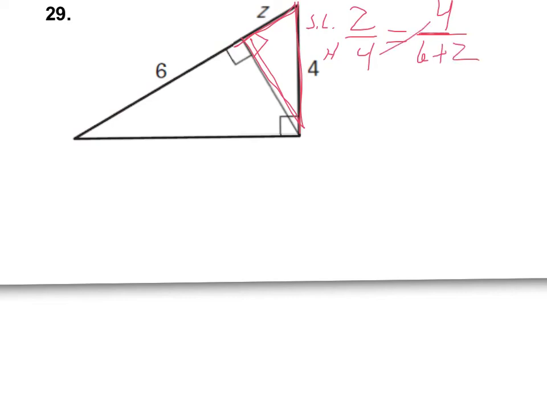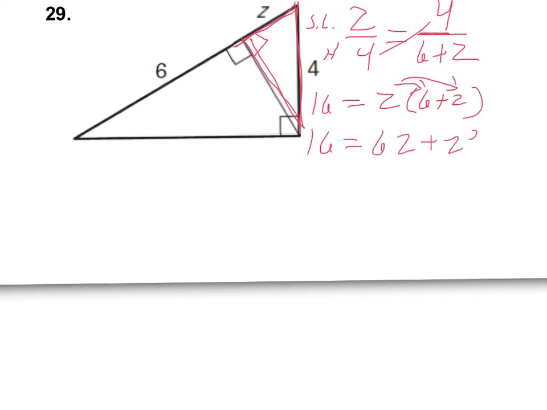So 4 times 4 is 16. And on the other side, I have z times 6 plus z. So I'm going to need to distribute that. You can see this one has a little bit more work to it. So I'm going to get 6z plus z squared. I'm going to get everything on one side. Let me subtract the 16. And then let me reorder this. It's going to be z squared plus 6z minus 16 equals 0.